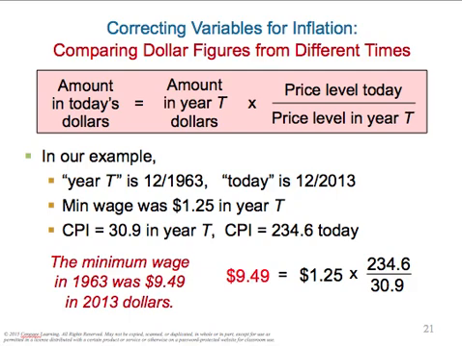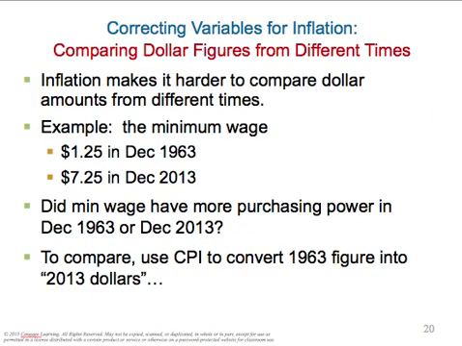The minimum wage was $1.25 in year T, which is 1963. The CPI was 30.9 in year T. The CPI is 234.6 today. The minimum wage in 1963 was $9.49 in 2013 dollars. We get this by taking the price level today, 234.6, divided by the price level in 1963, 30.9, multiplied by the dollar figure we're trying to convert. So the minimum wage in 1963 was $9.49 in today's dollars. Suddenly, $1.25 in 1963 sounds pretty good, yeah?